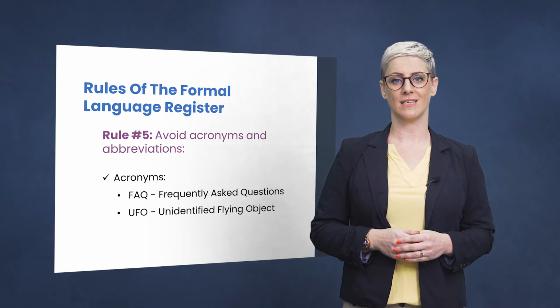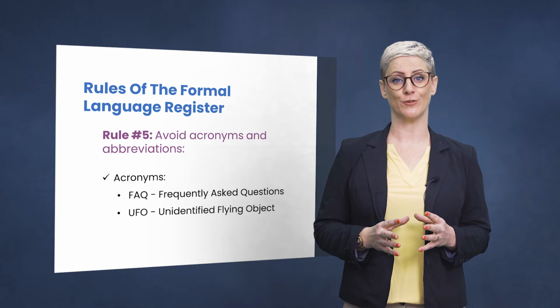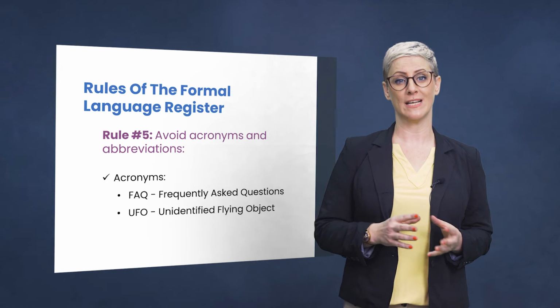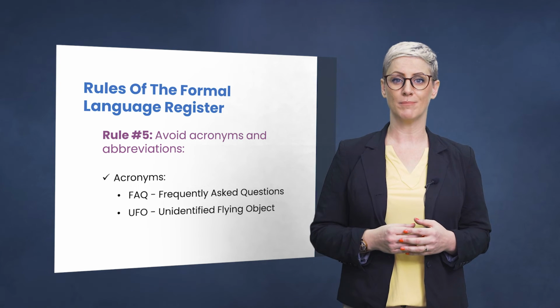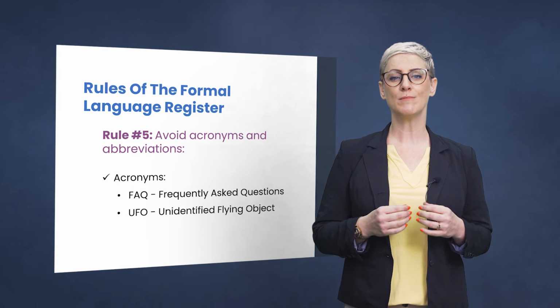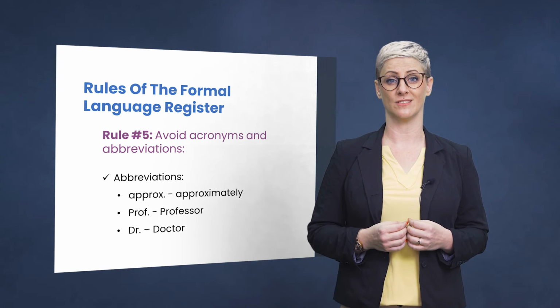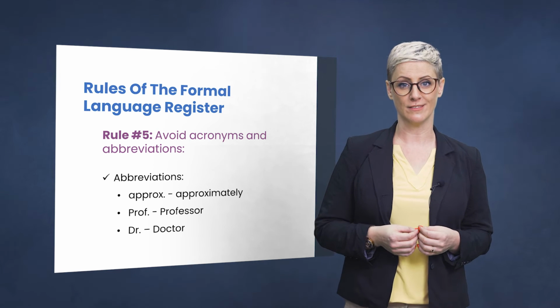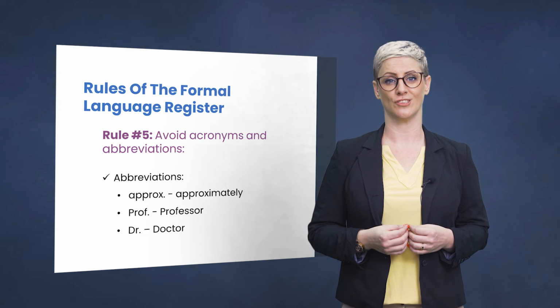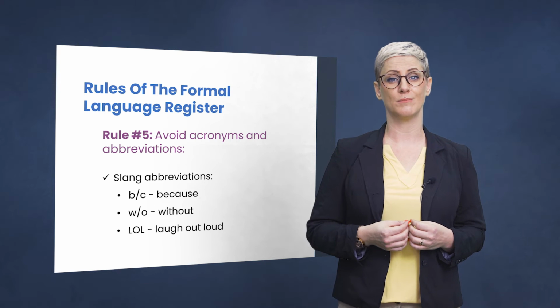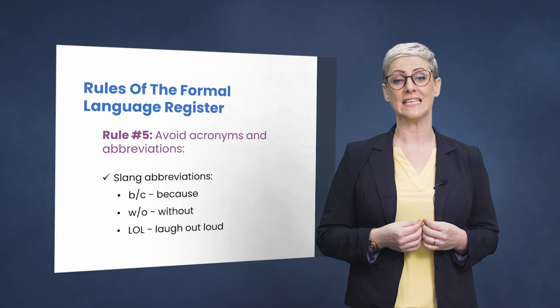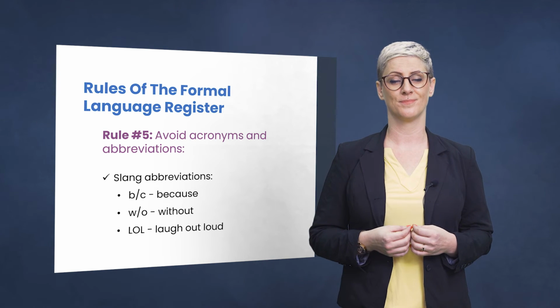When using acronyms, write the entire name out the first time it appears, followed by the acronym. From then on, you can use the acronym by itself. The same rule applies to abbreviations. Write a complete word the first time, then use the abbreviation. Do not use slang abbreviations for symbols that you would use in friendly emails and texts.